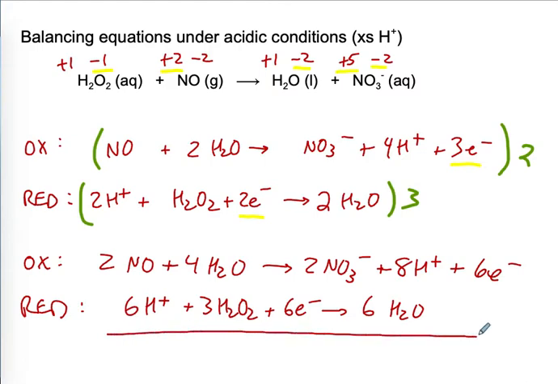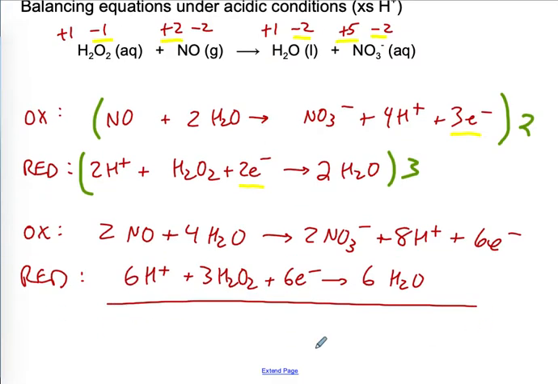Now I can add these two half reactions together and cancel what appears on both sides. So what does appear on both sides? Well, obviously your electrons cancel. If they didn't, you did something wrong. I've got 6 hydrogen ions on the reactant side and 8 on the product side, so these all go away, and this becomes a 2.